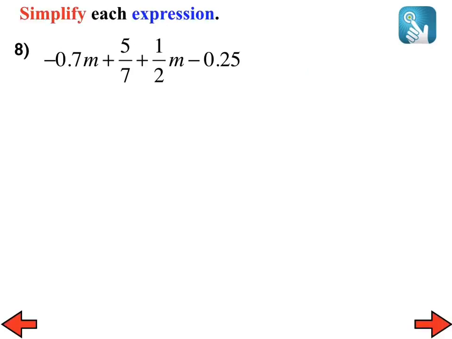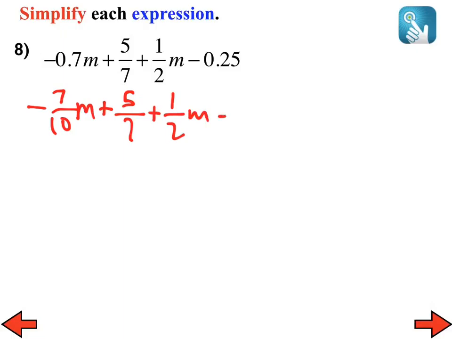Again, if you would want to make them all decimals, it would be very difficult because you would spend a lot of time doing 5 divided by 7, right? Spend a lot of time doing 1 divided by 2, even though that's a really easy decimal. But my point is it's faster to make it all fractions. What is negative 0.7 as a fraction? Yeah. Negative 7/10 m plus 5/7 plus 1/2 m.